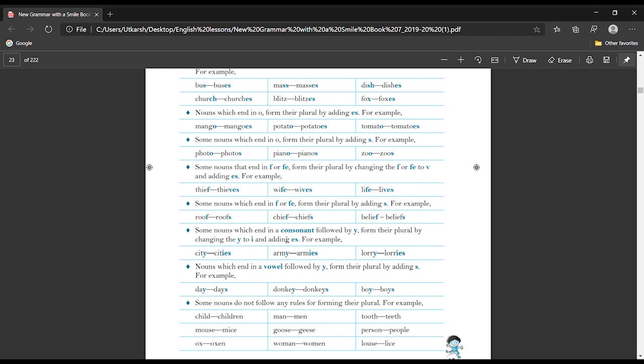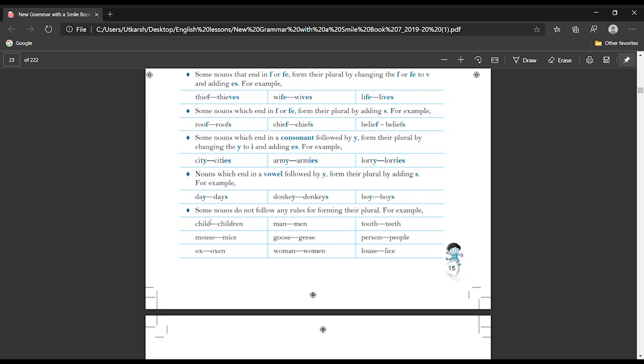Then some nouns which end in a consonant followed by y. Children, you are aware of consonants and vowels. Vowels are a, e, i, o, u in the English language, and the rest of the alphabets are consonants. So if it ends in a consonant followed by y, for example, city, t is a consonant, then y, it becomes cities. Army, m is a consonant, ending with y, it becomes armies. Now next, nouns with a vowel before y. For example, day, a is a vowel, ending with y. Then donkey, e is a vowel and ending with y, and boy, o is a vowel and ending with y. It becomes day, days, donkey, donkeys, boy, boys, etc.